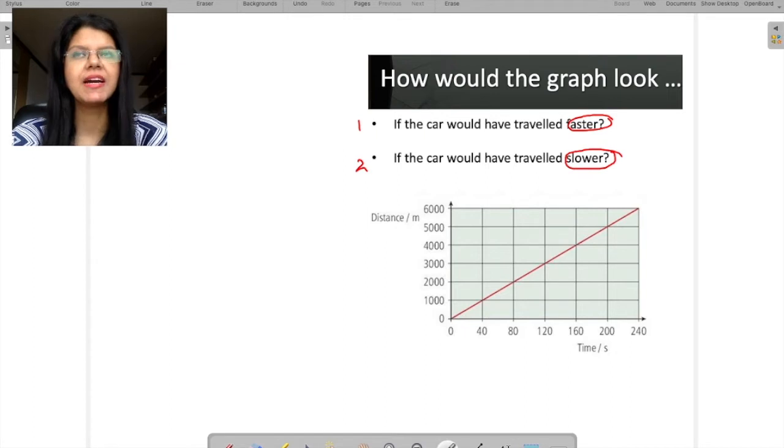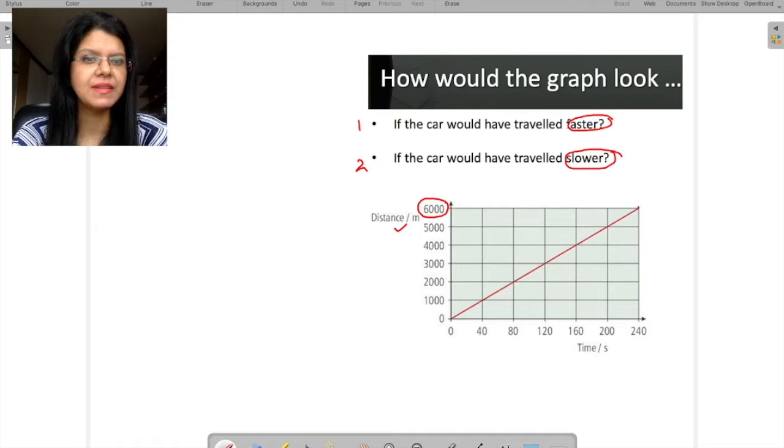Faster means you are covering the same distance in a lesser amount of time. So right now, if you look at the graph, how much is the total distance traveled by the car? The total distance traveled by the car is 6,000 meters. The last point here gives you that the total distance is 6,000 meters and the total time for traveling this distance is 240 seconds. So if you're talking about faster, you're actually traveling the same distance, 6,000 meters, but in a lesser amount of time.